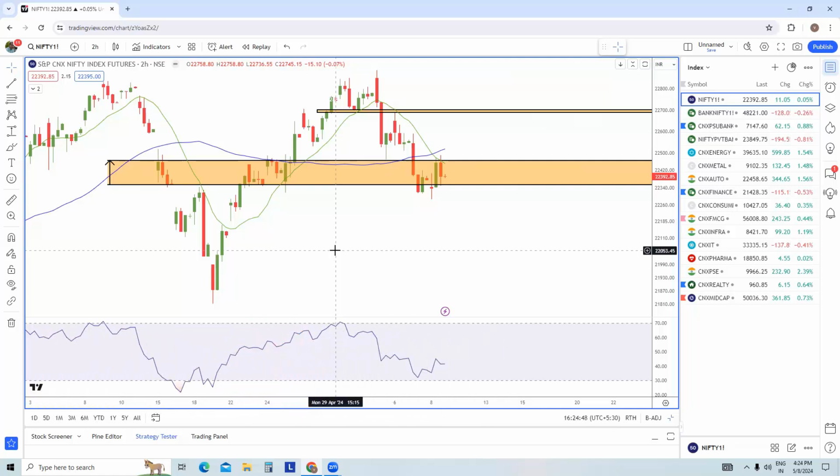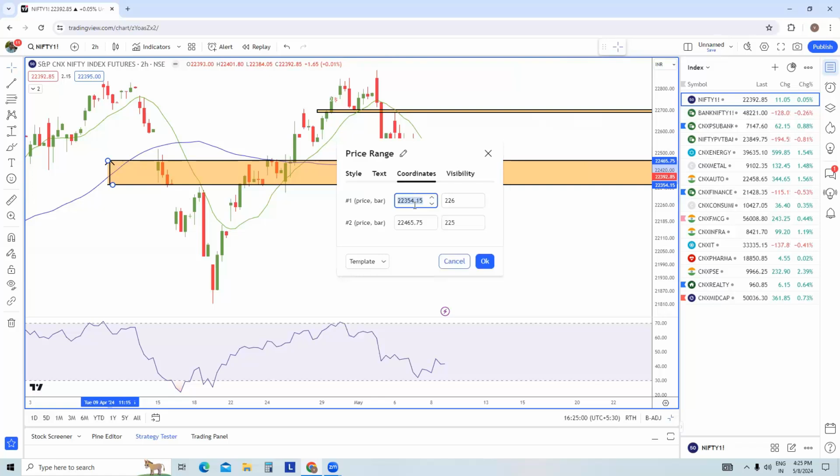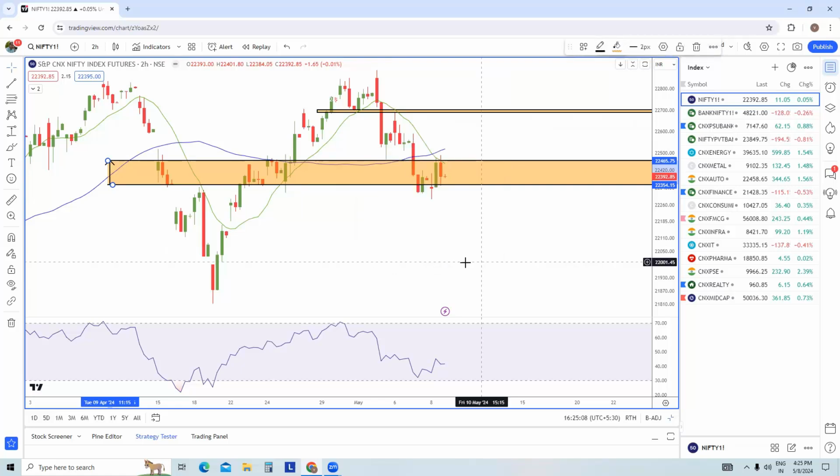So first, what I can see is that the market did break the support in the 2 hourly time frame chart. But after this candle, there has been no substantial price action below this particular support band. I'll just try to highlight it for all of you. The support band is between 22,354 and 22,465. Now, if you see the RSI in the 2 hourly time frame charts, it did not even touch the 30 level and it's trying to go higher.